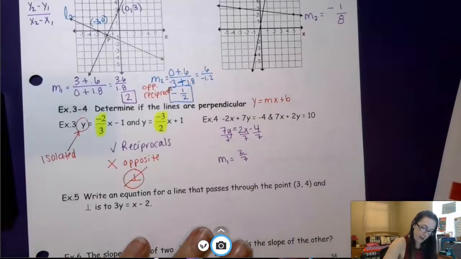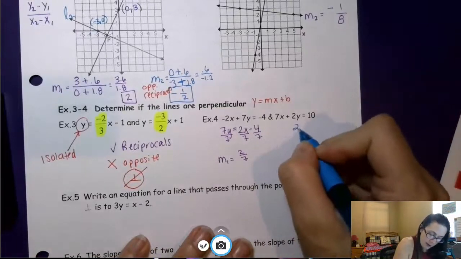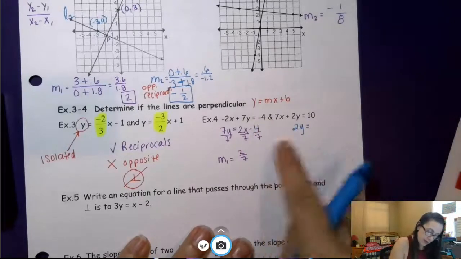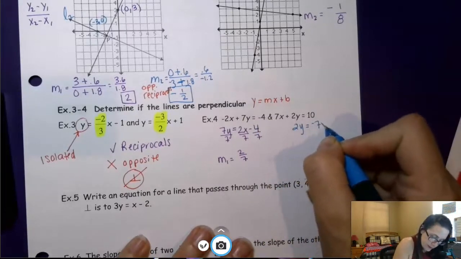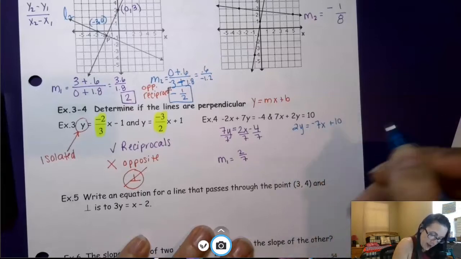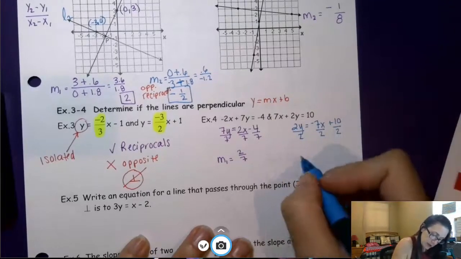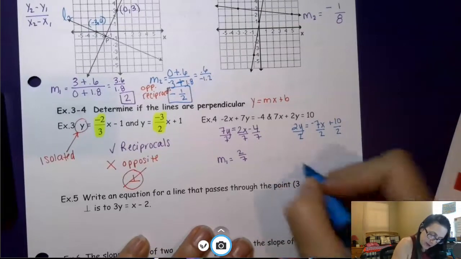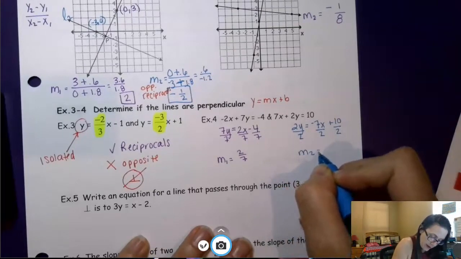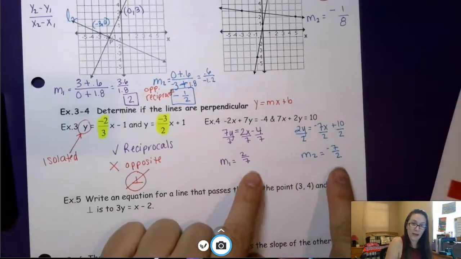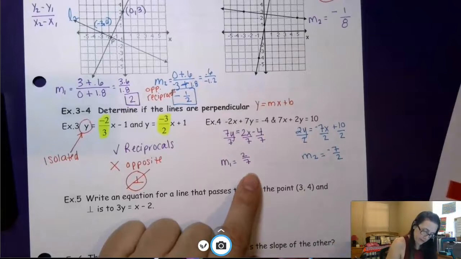I have to do the same thing over here. Solve for y. I get 2y equals, I'm going to subtract 7x over, plus 10. Now I need to divide by 2. So here, when I divide, I get a slope of my second line that is negative 7/2. These are now opposite reciprocals.